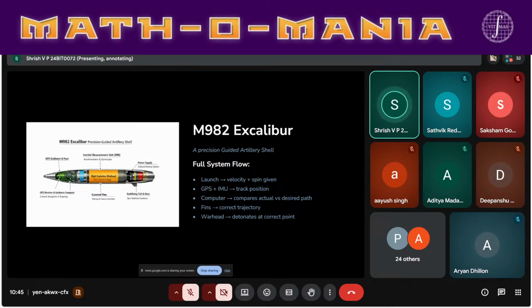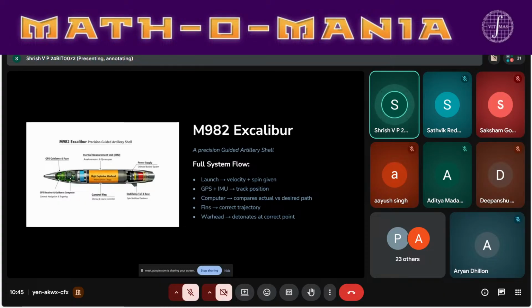Now we move to the base section, which is responsible for spin and stability. When the shell is fired, it spins due to the rifled barrel. This spin provides gyroscopic stability. It prevents the shell from tumbling and keeps the trajectory predictable.